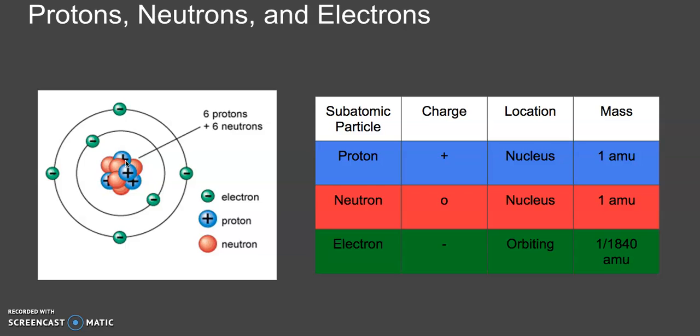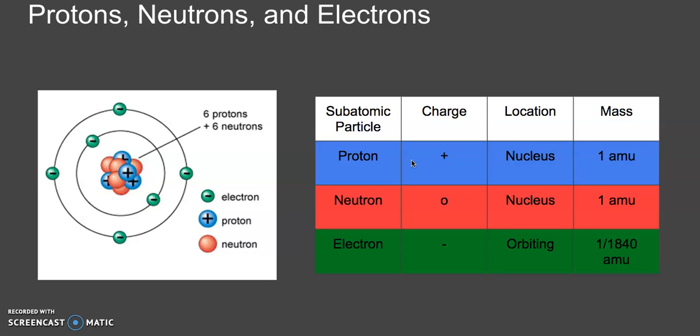Then we have electrons, which are our last subatomic particle. And electrons have a negative charge. So even though they're different than protons, they have exactly the same charge. So one proton exactly neutralizes one electron. The positive and negative charge are the same magnitude.